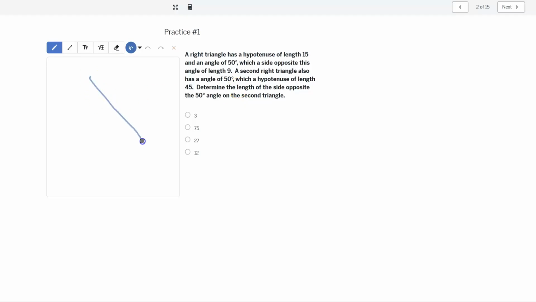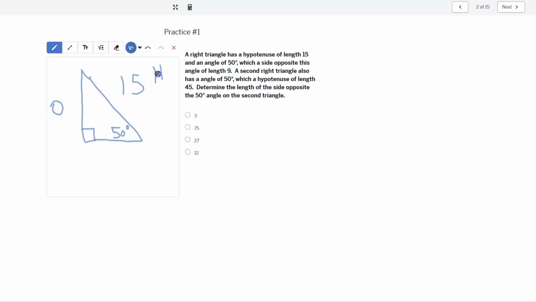We're going to draw this because, of course, everyone knows I like to draw them. It makes it a lot easier to make sure you know what you're doing, right? So the hypotenuse is going to be the opposite of my right angle, and it has 15 as the length, and it has an angle of 50 degrees. Let's just put this one down here as 50 degrees, which a side opposite this angle. So again, since I labeled this one as 50 degrees, we're going to go ahead and label my triangle.